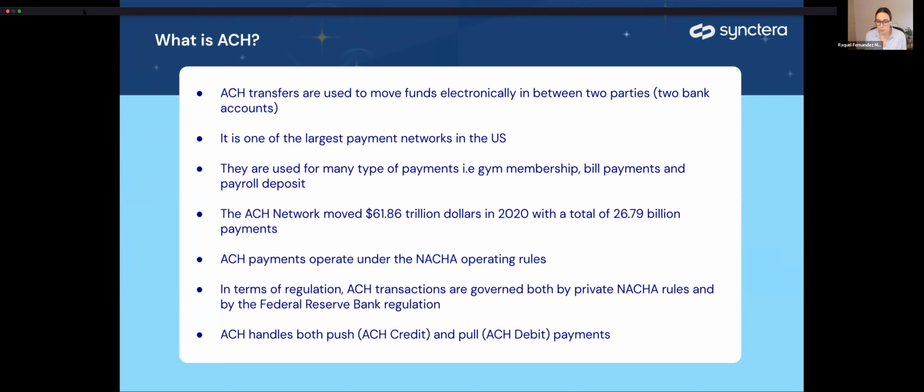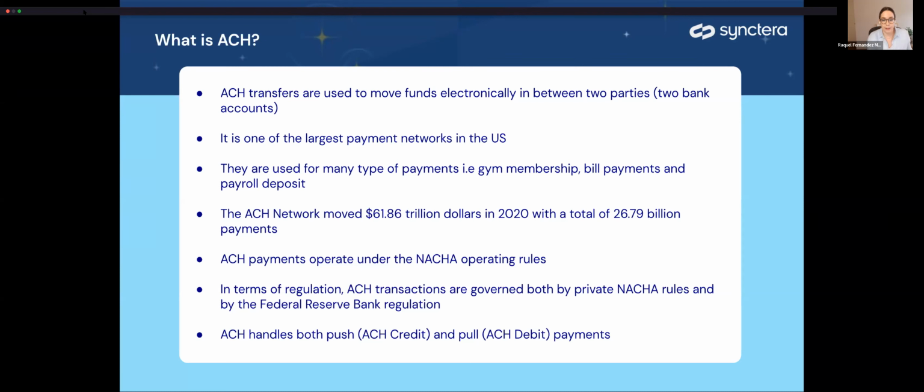The ACH network moved $61.86 trillion in 2020, with a total of 26.79 billion payments. That shows that a lot of the payments currently in the system are ACH, and they are used for many types of payments. For example, your gym membership is processed as an ACH, as are your utility bill payments and even your payroll deposit.